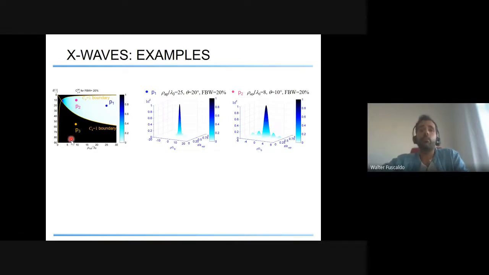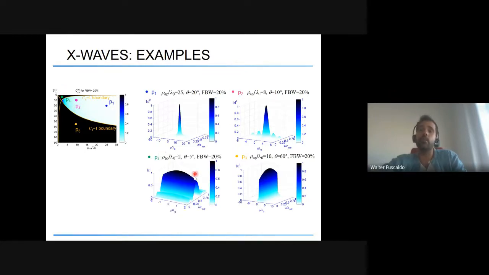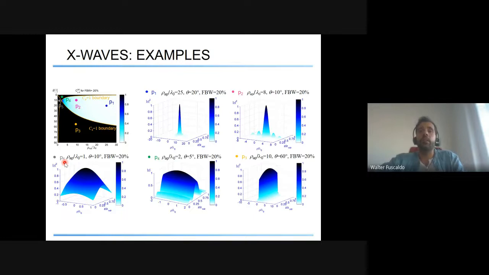Here, if we place our working condition below in this dark area, we will see that the pulse will be confined only along the transverse direction, but not in the longitudinal. In this small region here, the opposite happens. That means the pulse is confined along the longitudinal direction, but not in the radial direction. And finally, in this small dark region here, we see a case where the pulse is not supposed to be confined in either the radial or the longitudinal direction.